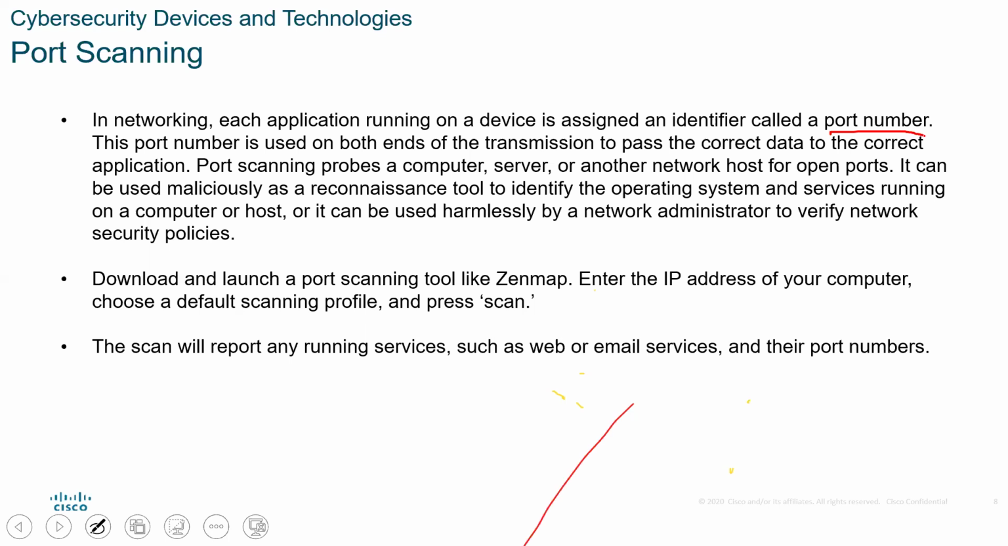It can be used maliciously as a reconnaissance tool to identify the operating system and service running on the computer or host. It can be used harmlessly by a network administrator to verify network security policies. So download and launch port scanning tools like Zmap, and then enter the address of your computer, choose a default scanning profile, and scan. So this is like Zmap, just a tool that can be used for port scanning.